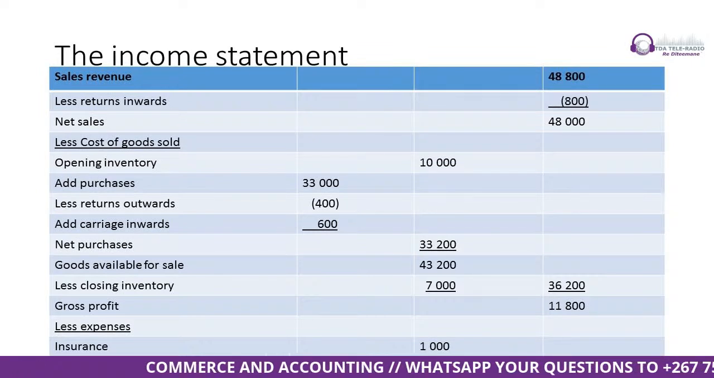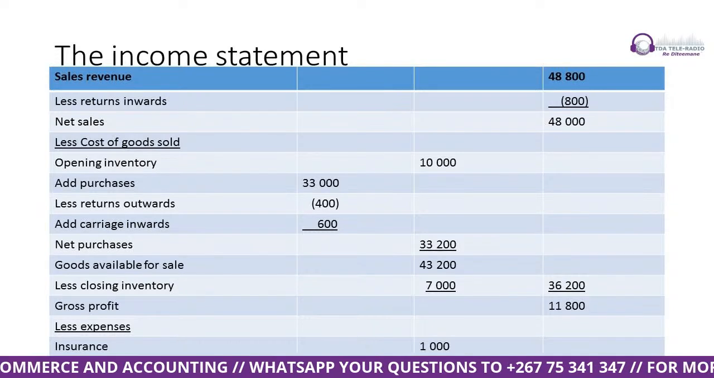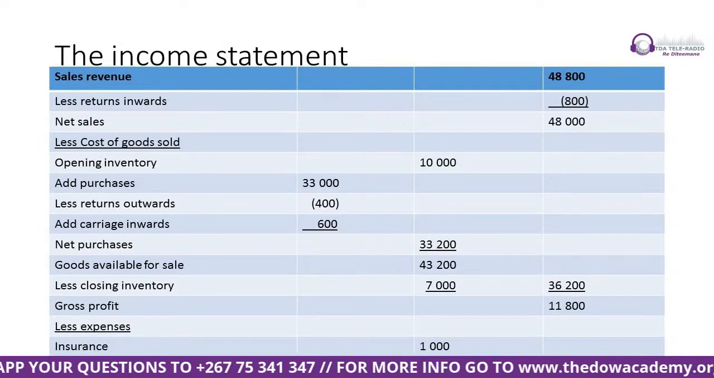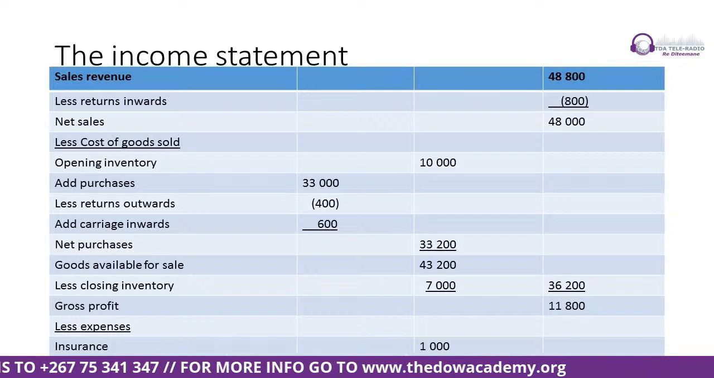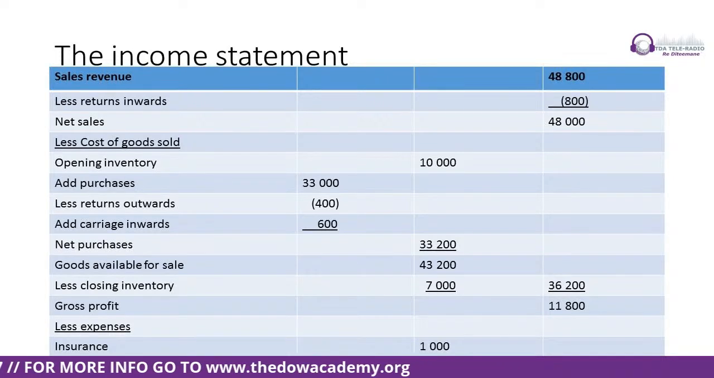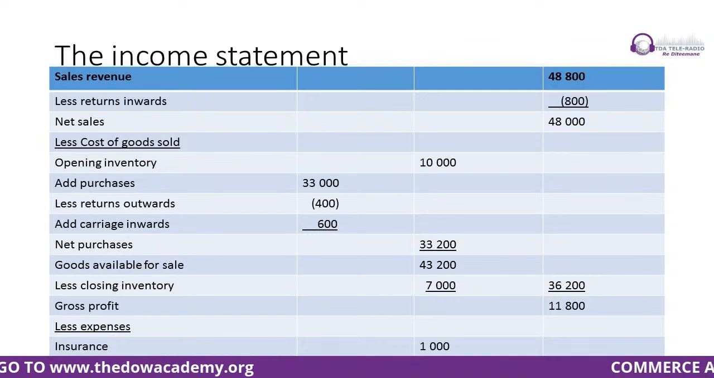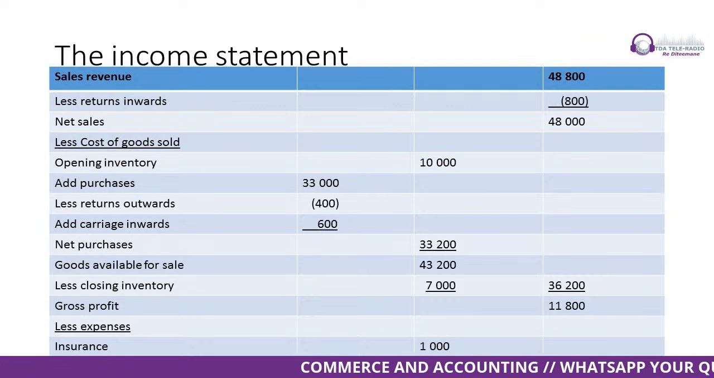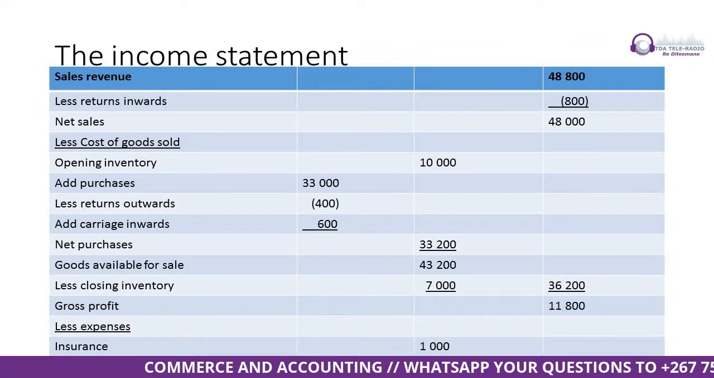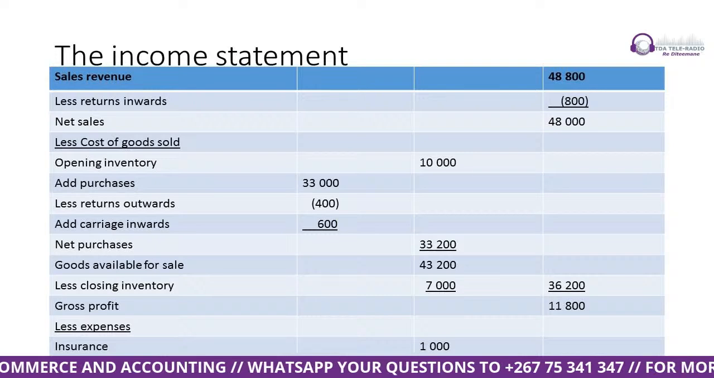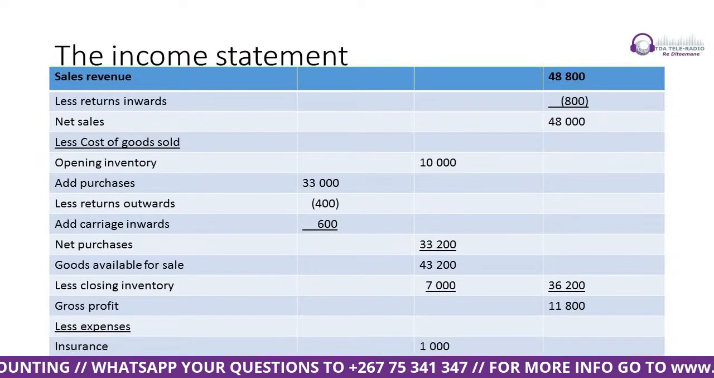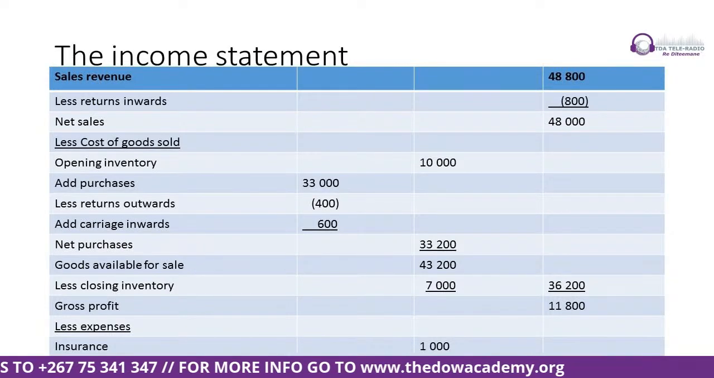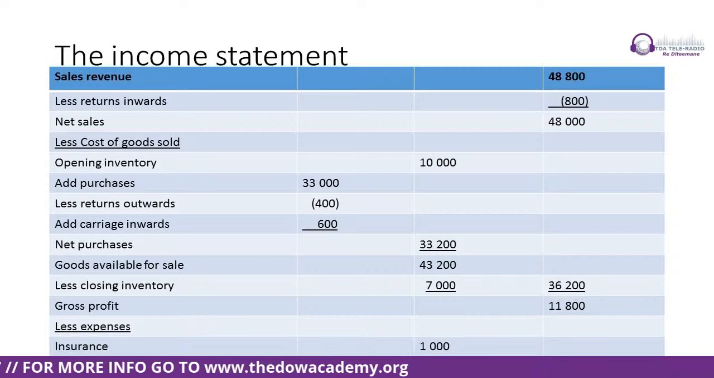Then we subtract now our closing inventory. The 36,200 that we get there will be our cost of goods sold, sorry. And then now net sales less the cost of goods sold, the net sales of 48,000 less the cost of goods sold of 36,200, we get a gross profit of 11,800. And then now we subtract expenses, insurance of 1,000, wages and salaries of 3,000. Our total expenses are 4,000. We get the net profit of 7,800. So this is simplified.